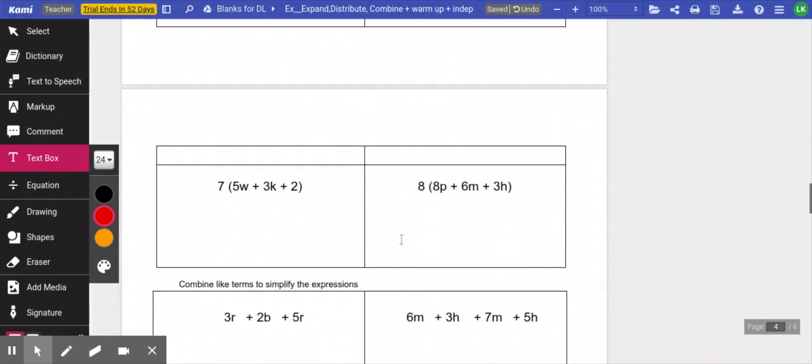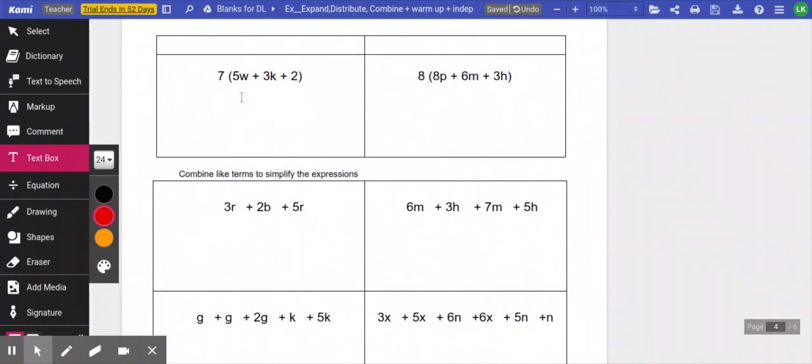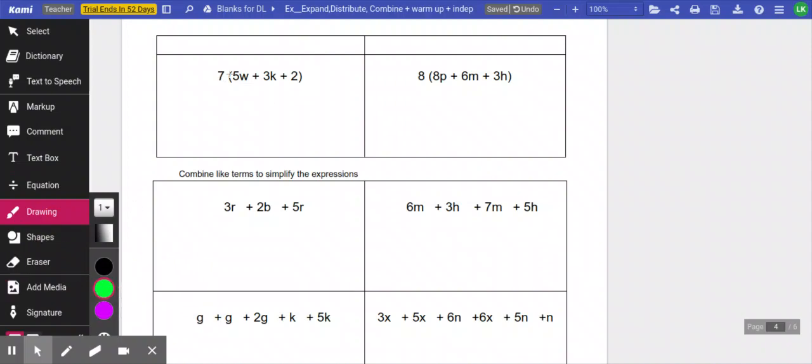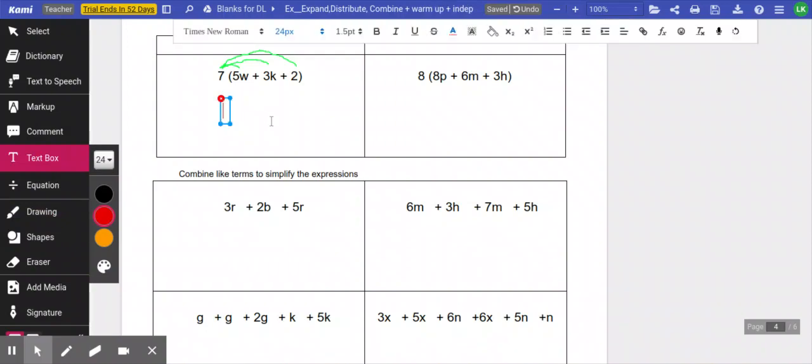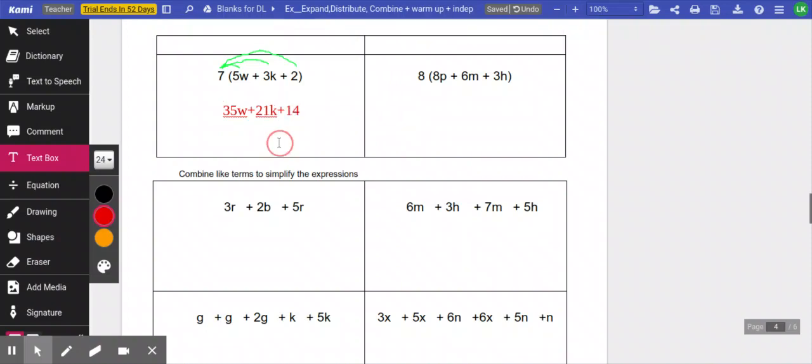All right, let's continue on to page 4. We're doing the same thing again. I'm going to use my green to draw my little arrows in. This just helps remind me about what I'm multiplying. Anytime I see those parentheses, I need to think multiply. 7 times 5w is 35w. 7 times 3k is 21k. And 7 times 2 is 14.